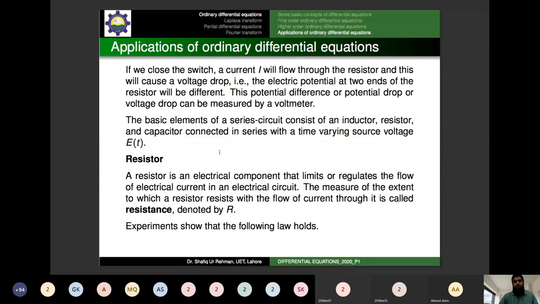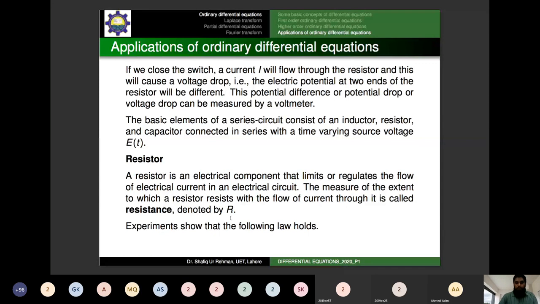A resistor is an electrical component that limits or regulates the flow of electric current in an electric circuit. The measure of the extent to which a resistor resists the flow of current through it is called resistance. As a symbolic representation for the resistance of a resistor, we will utilize capital R.